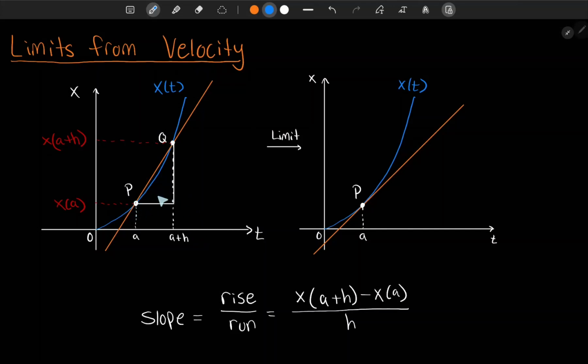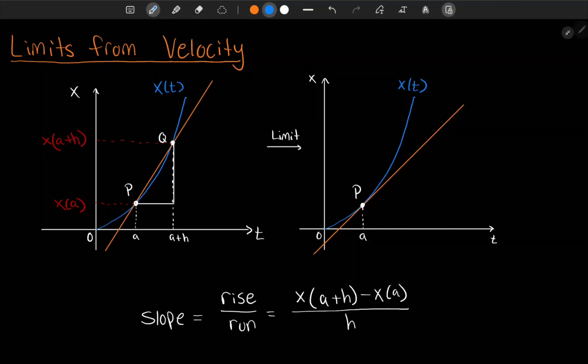And then we need to compute the rise, which is given by these red x values. So we have x at a, right? So if you plug in for t equal to a on x, you get this point here. And similarly, if you plug in a plus h to x, you find the y value, or the x value here, the position, at t equal to a plus h, which is Q's y position. So we also know the rise, which is the distance between these two red dotted lines.